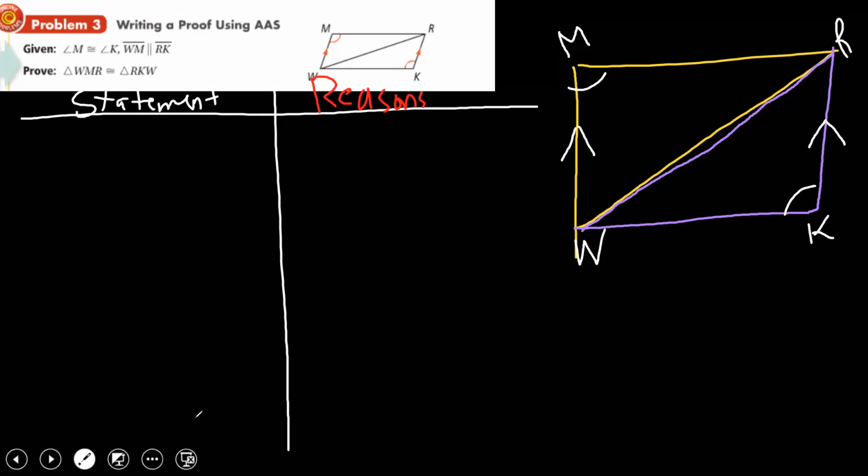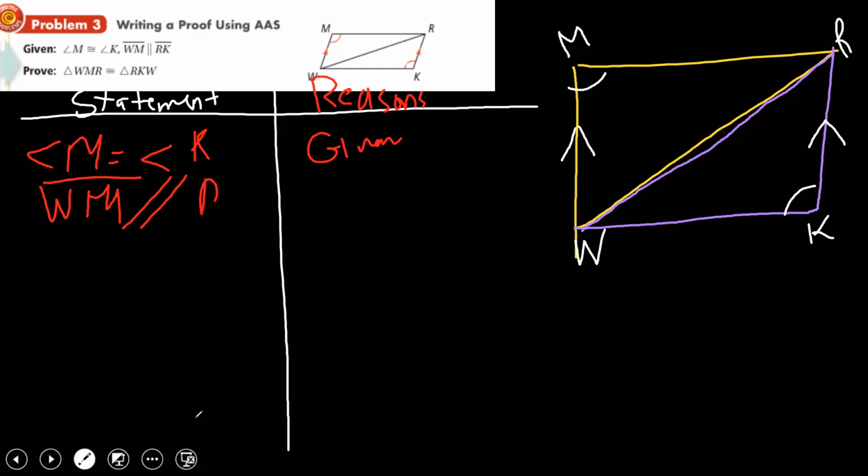Now, the first one, angle M is congruent with angle K. They are given. From here, I know that the angle M is congruent with angle K. And he told me also that the line segment WM is parallel with RK. WM, this one, is parallel with RK. Also, it is given.